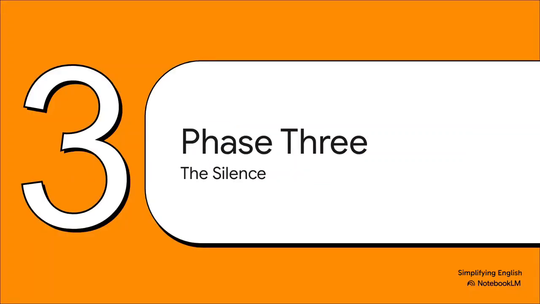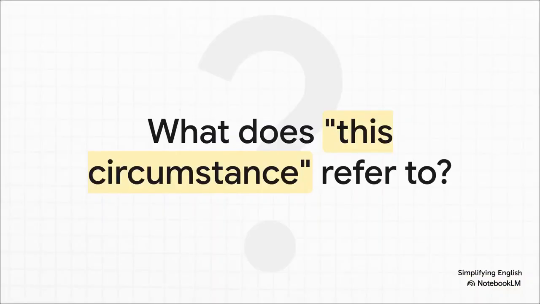And that brings us to phase three, the silence. Shifting us abruptly into the harsh reality of the present day, the poem reads, "Now she's been dead nearly as many years as that girl lived, and of this circumstance there is nothing to say at all." The final textbook question asks what this circumstance refers to. It refers to the agonizing reality of the mother's death.